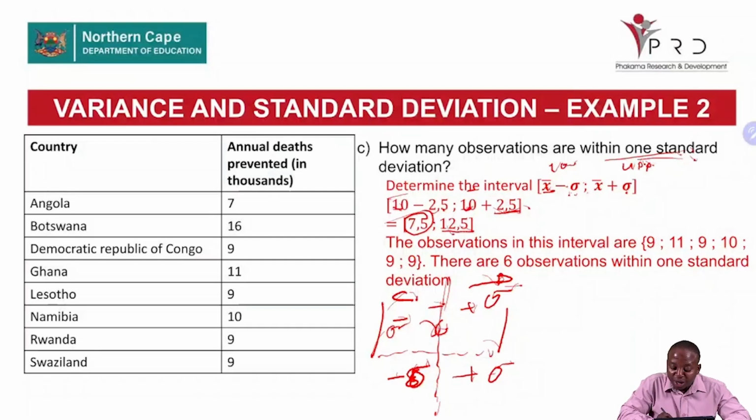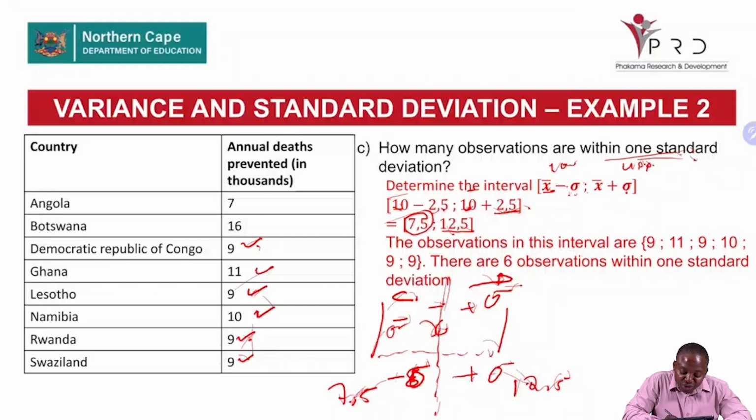So what we do now, we say our limits are 7,5 and 12,5. So we count the data values that are within 7,5 and 12,5. It's the 9, another 9, 2, 3, 1, 2, 3, 4. Right. Then we check between 7,5 and 12,5, 6. So these are the ones that we are looking at.